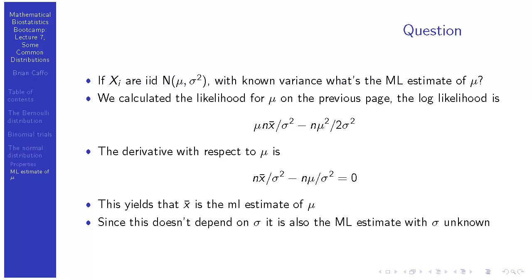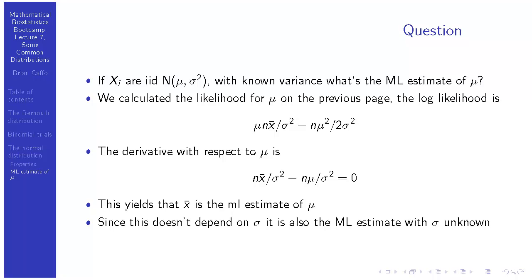Well, as we almost always do, the likelihood's kind of annoying to work with, so why don't we work with the log likelihood? We take the log from the previous page, and we get mu n x bar over sigma squared minus n mu squared over 2 sigma squared. If you differentiate this with respect to mu, you wind up with this equation right here, which is clearly solved at x bar equal to mu. And so what it tells us is that x bar is the ML estimate of mu.